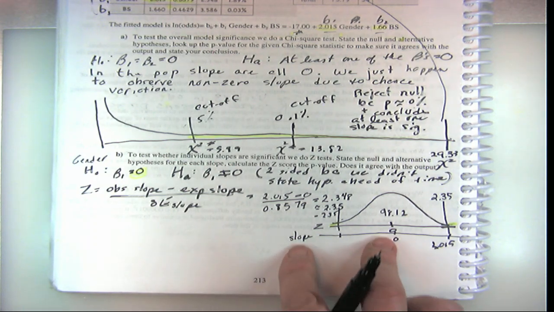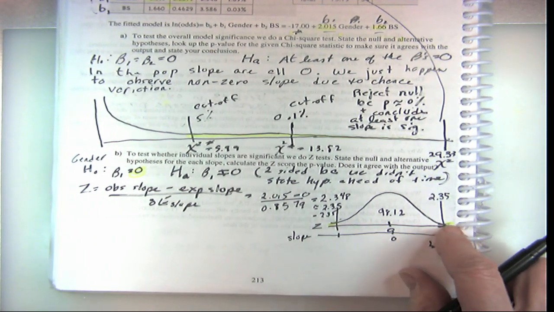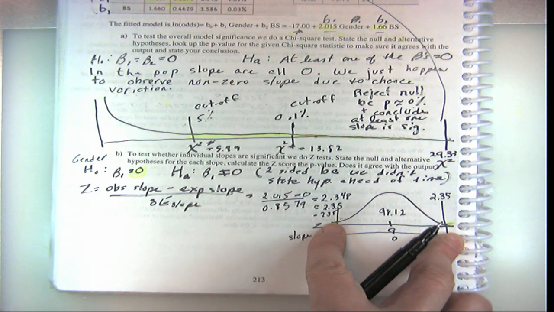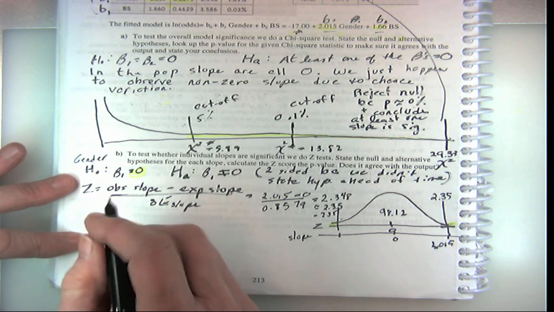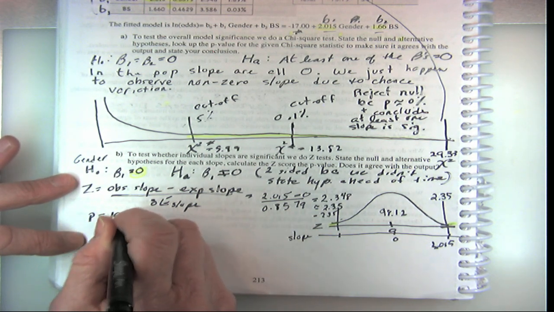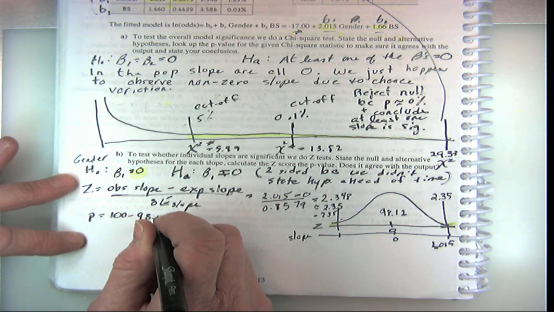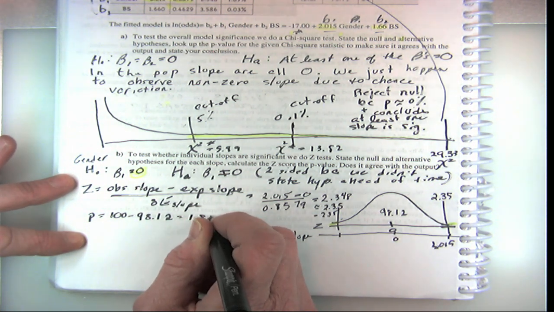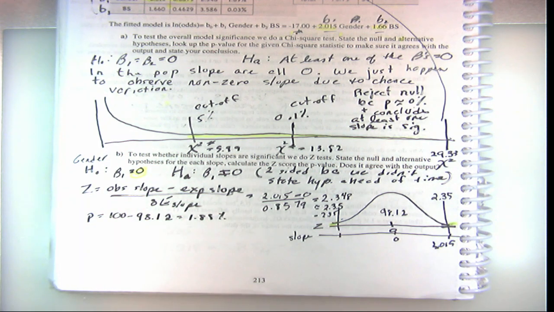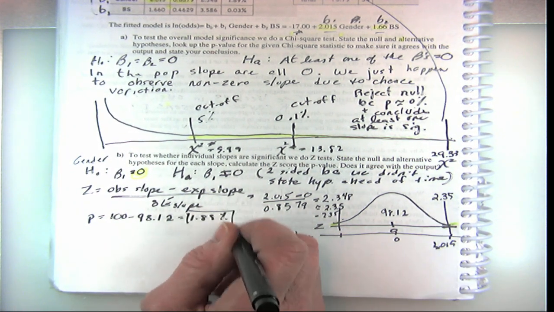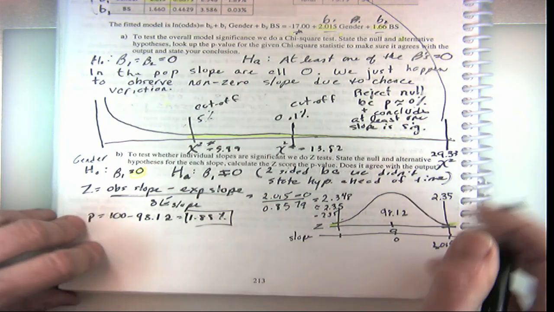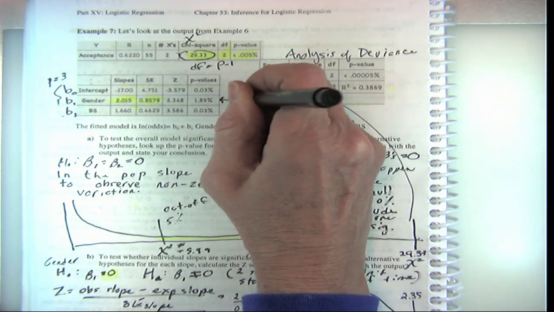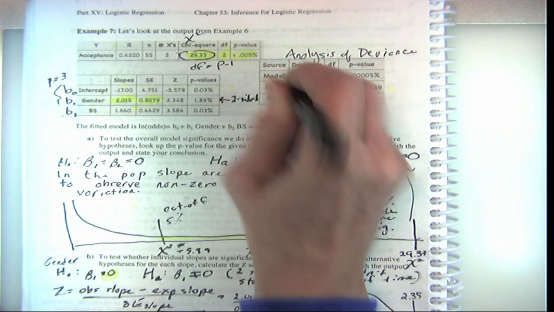We happened to get this side, but we did it two-sided, so we should include both sides. So our p-value is what? Our p-value is 100 minus 98.12, which is 1.88%. These two together. So they did a two-sided here. We rounded a little bit, but we got exactly the same thing.